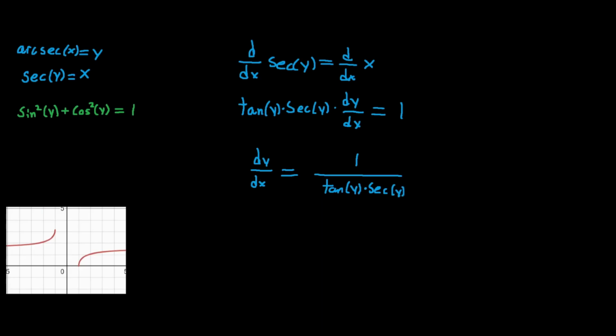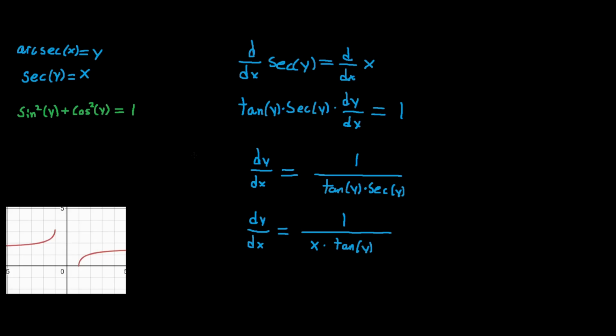Okay, and then if you look back up here, secant of y equals x. So really, if I want to, I can just write this as tangent of y times x. So I'm going to do that down here. I'm going to write dy over dx equals 1 over x times tangent of y.